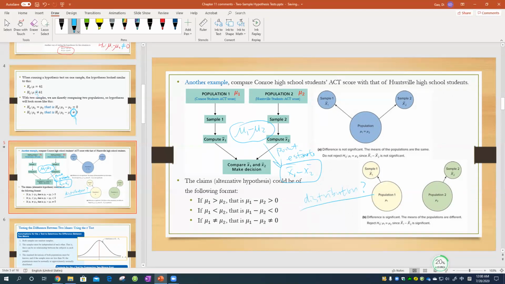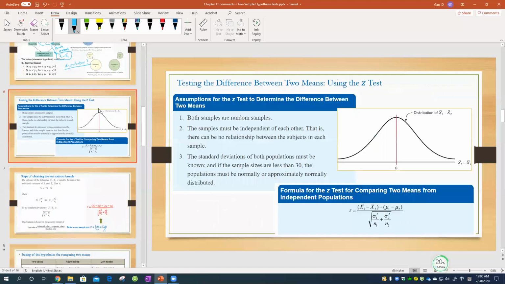Distribution. Since we learned the one sample case, most likely if we know the population standard deviation, then we have a normal distribution. If we don't know the population standard deviation, then we have a t distribution. So now the question will be testing the difference between two means using the z-test, which is when the population standard deviation is known, and another scenario is testing the difference between two means using the t-test. That's when the population standard deviation is unknown.